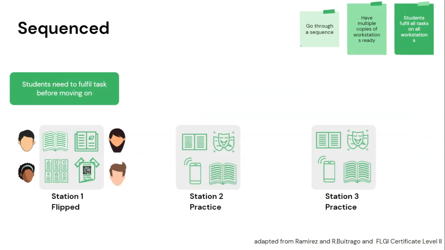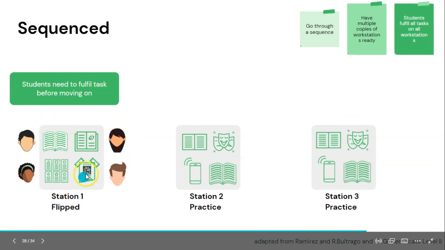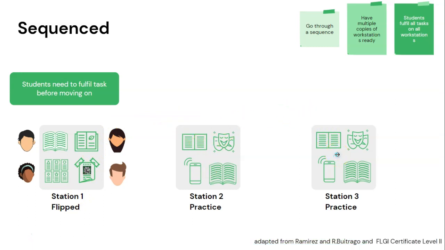So the sequenced in-class station rotation configuration is where we have a flip station, then maybe a practice station 1, practice station 2, and then an independent station, and basically students need to fulfill each task before moving on. They go through a sequence, and as they're going through a sequence, maybe the difficulty level increases as well.